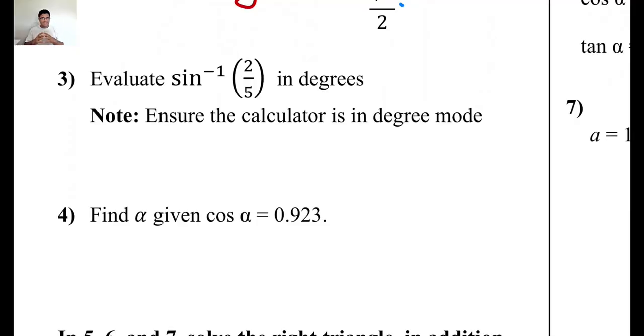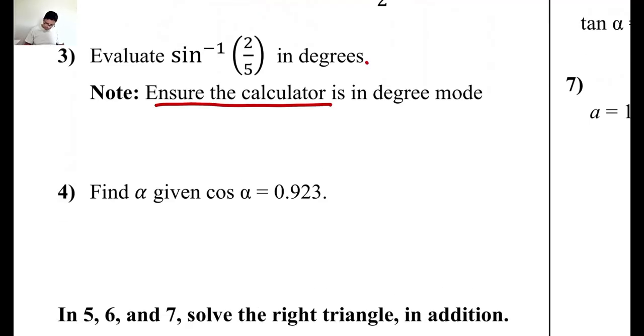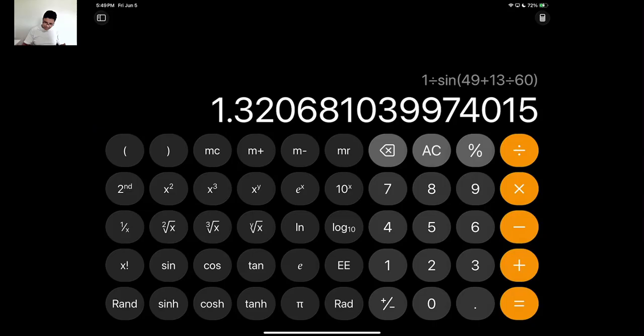What if you are given sine inverse of 2 over 5? Now, there is no standard angle where the sides are of length 2 and 5. Hypotenuse is length 5. The opposite side is 2 in ratio. Okay, 2:5 ratio. What do we do? Use calculator. Okay, and you ensure that your calculator is in degree mode. Okay, we have talked about that before also. So let me take you to the calculator on my iPad.